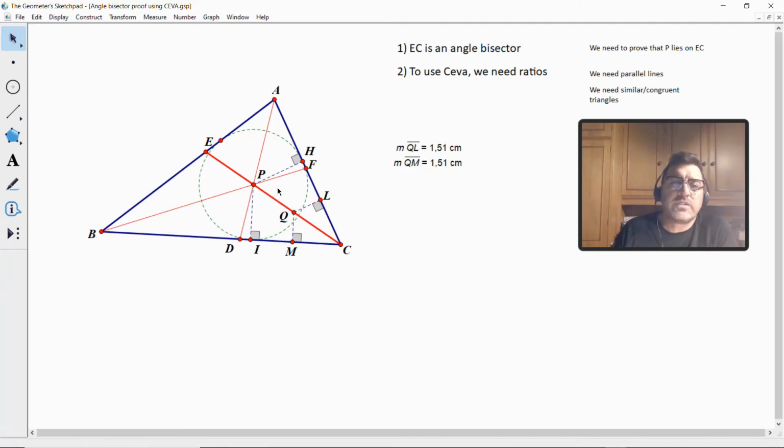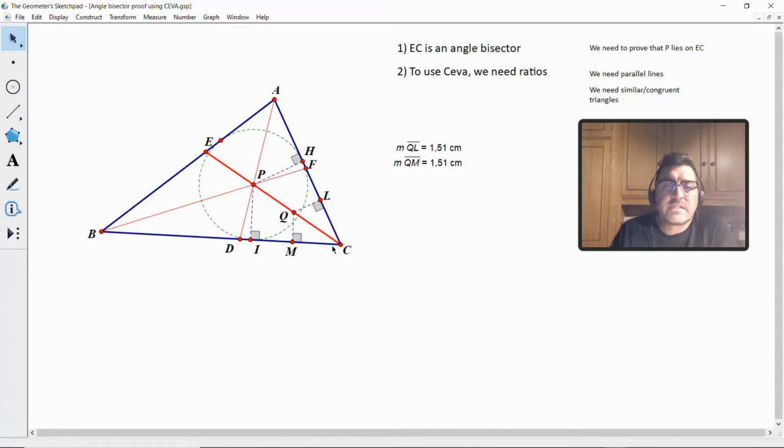I've used the point where these two angle bisectors are concurrent to draw the incircle. That is called the incenter of the triangle. And I want to show that that incenter also lies on the third angle bisector.